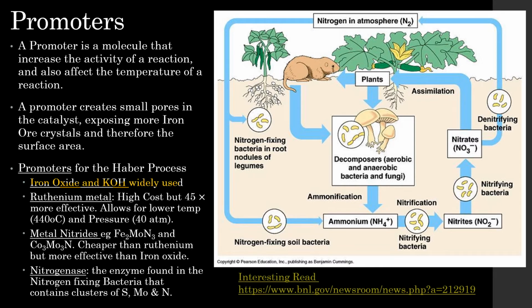Now, ruthenium metal is a higher cost, but it's more effective. It does allow for a lower temperature and much lower pressure. There's some metal nitrides which have been modelled on the next thing. So the metal nitrides, for example, we've got iron and molybdenum there. We've got a big cobalt and molybdenum in that one. Now they're cheaper than the ruthenium metal, but they're 3 or 4 times more effective than the iron oxide and potassium hydroxide promoter.